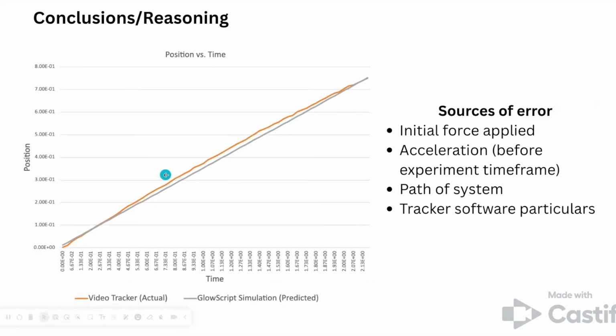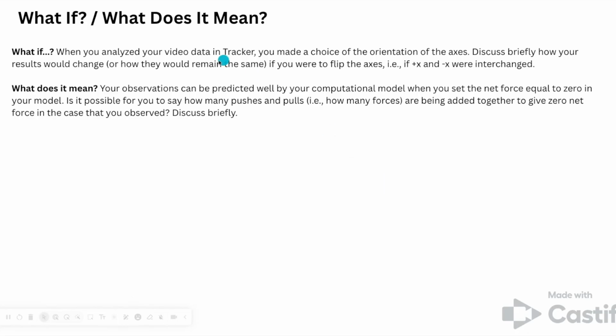So conclusions. As you can see, the actual experiment deviated a little bit from the simulation, but they were very, very comparable. Some sources of error for why it might have deviated was the initial force applied, so the acceleration. It did take time to get to an apparent constant velocity, but it's still very close. And then the path of the system, we tried to make it a straight line as much as possible, but there might have been small deviations. And then the Tracker software particulars, so obviously you're clicking each frame, and there might be some deviations between where you click.